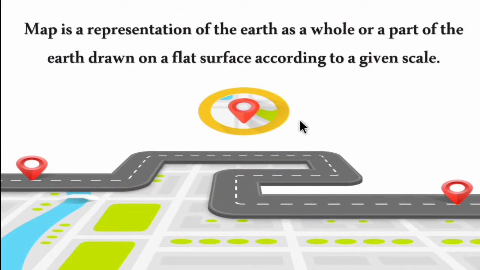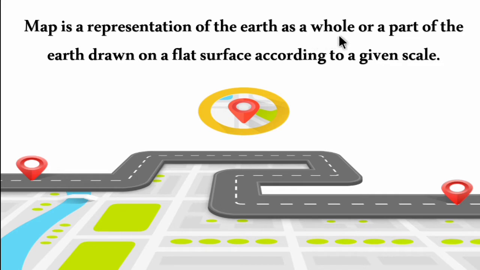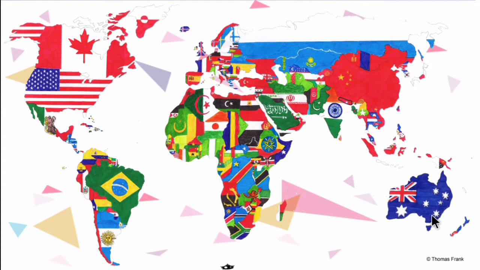The map is a representation of the earth as a whole or a part of the earth, drawn on a flat surface according to the given scale. From the map, we can know about the continents, countries, cities, and even a local area, drawn with specific details. So, the map shows the details about continents, countries, cities, and also about the local areas.